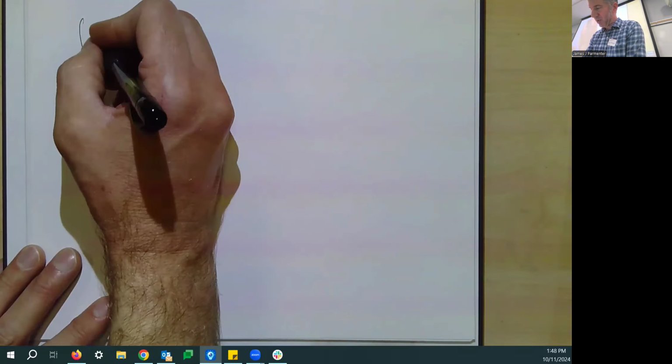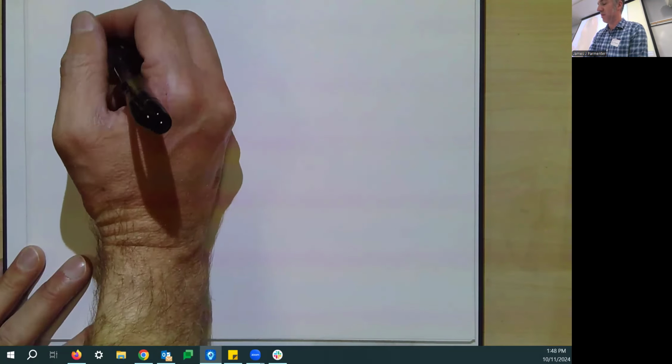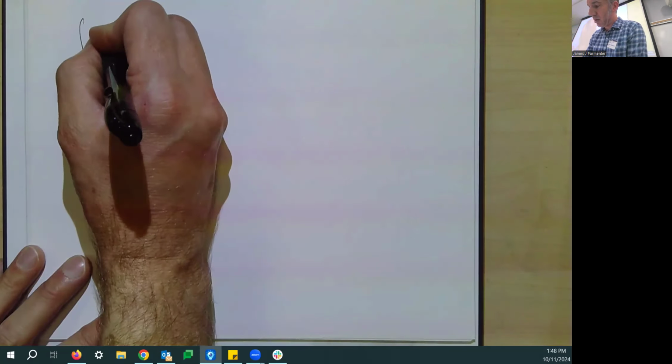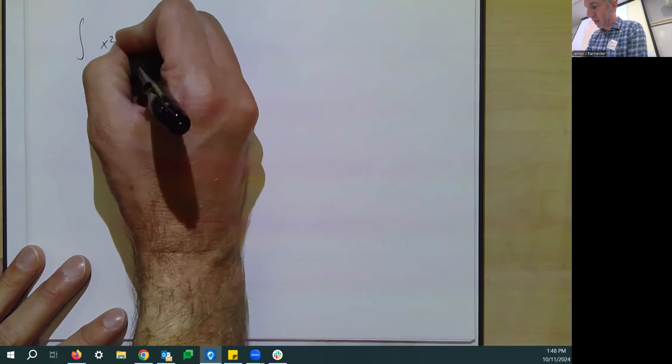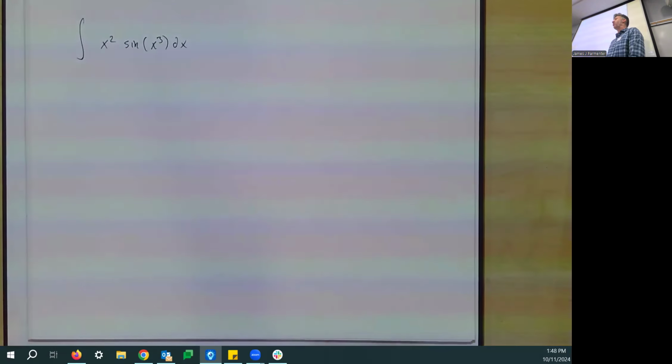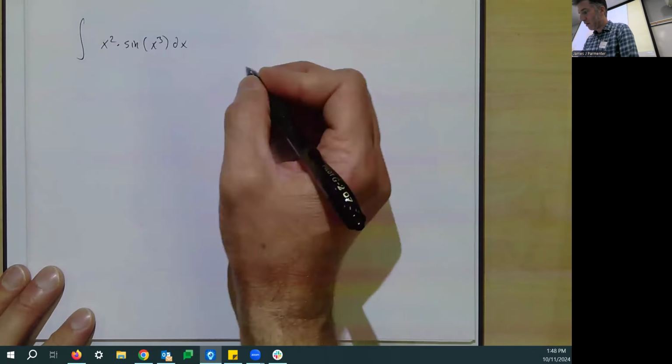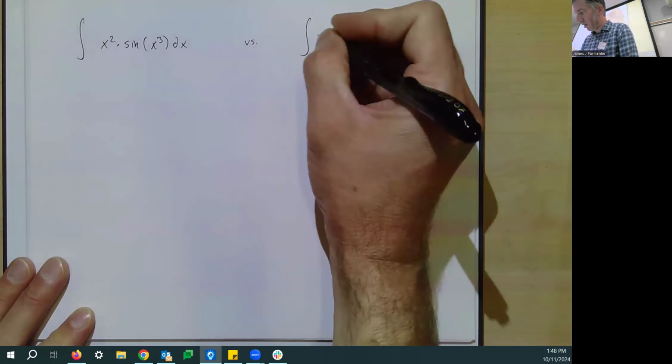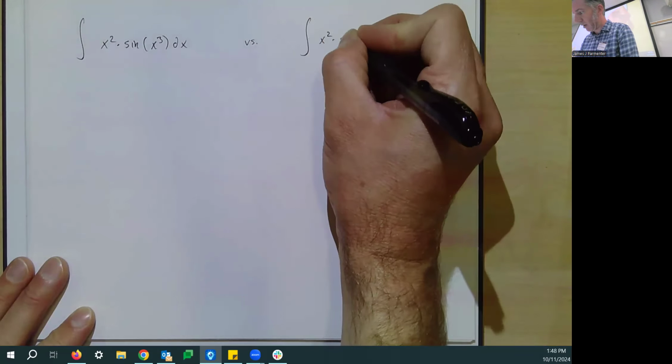Okay, sure. So let's look at, say, this integral. How terrible do I want it to be? Not that terrible. X squared times sine of x cubed. You should be able to look at that and already know which method of integration you're going to use. Versus the integral of x squared times sine of x.